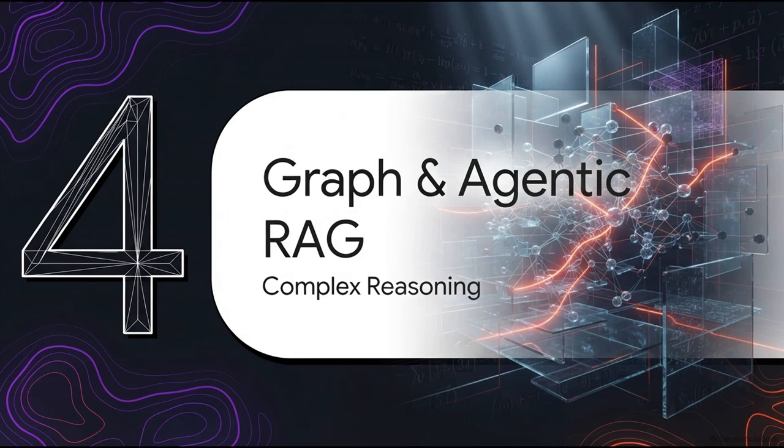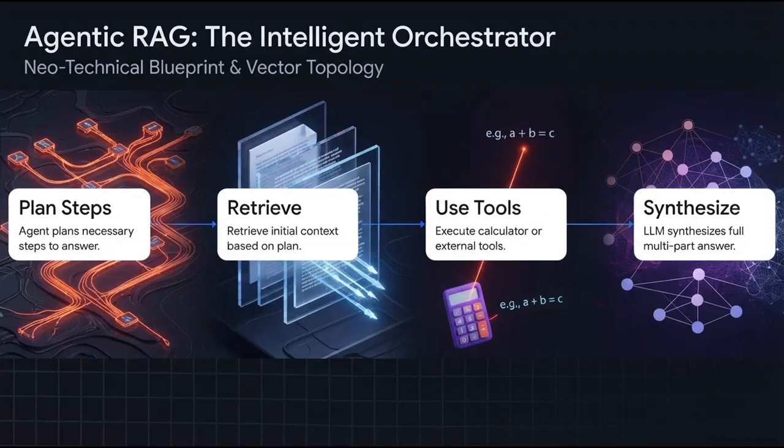Now we're getting into the deep trenches. Part 4, Graph and Agentic Innovation. When a user asks a multi-hop question, where finding answer B depends entirely on first figuring out answer A, standard retrieval just completely collapses. Agentic RAG solves this by acting as an intelligent orchestrator.